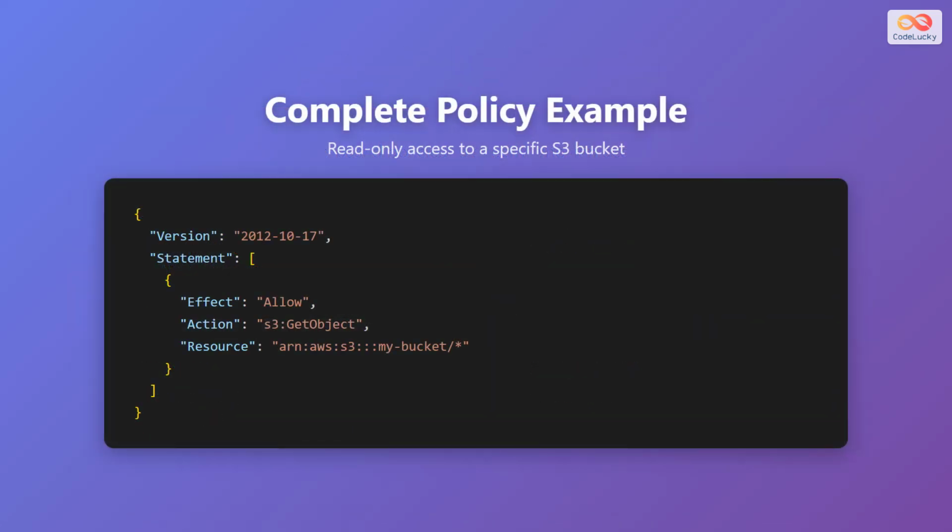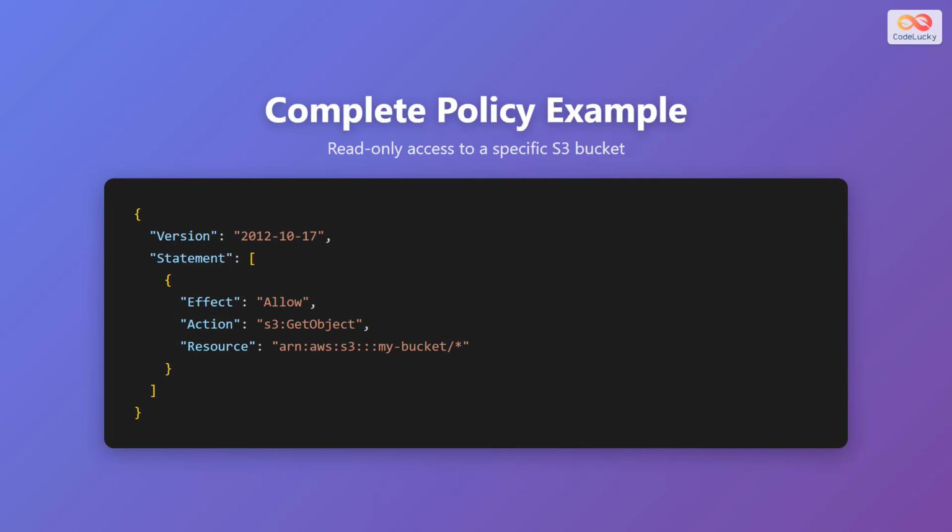Let's look at a complete IAM policy example that grants read-only access to a specific S3 bucket. The policy starts with the version element set to 2012-10-17. The statement array contains one statement object. The effect is set to Allow, granting permission. The action is s3:GetObject, which allows downloading objects from the bucket.